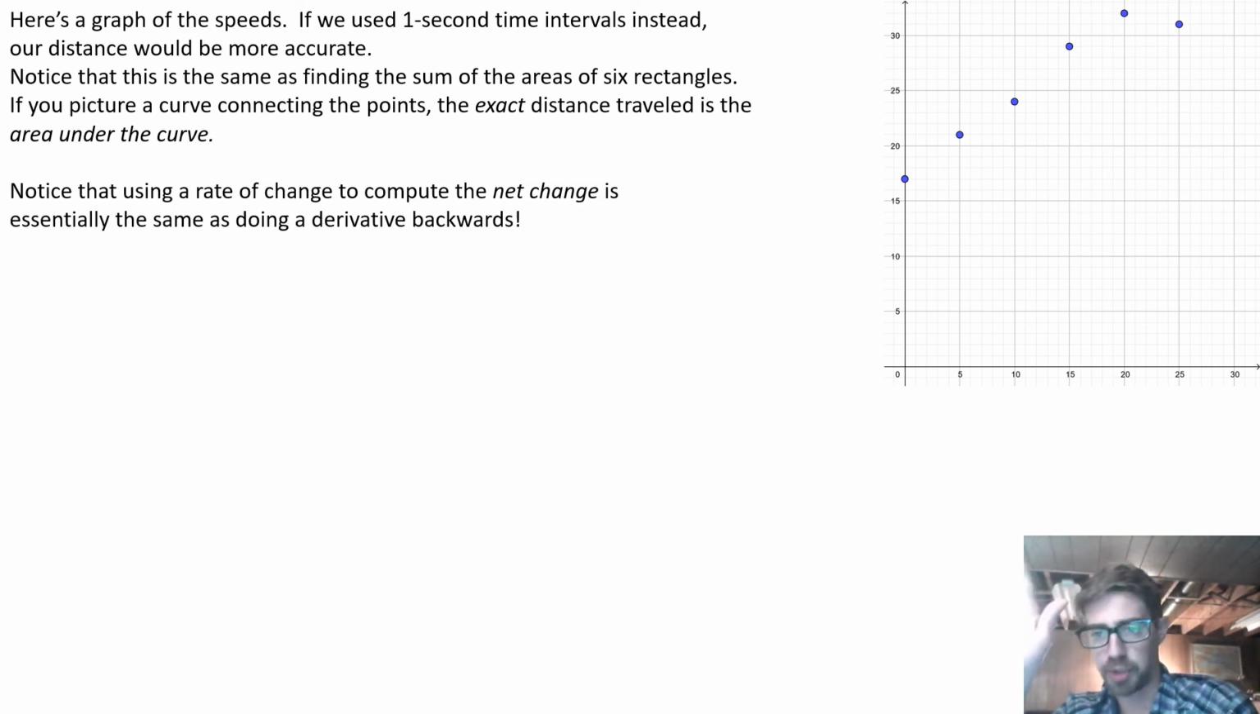So we're kind of spoilering where we're headed. The rate of change is the derivative of like distance traveled. So if we're trying to figure that out going the other way, that's a derivative, only we have to go the other way.